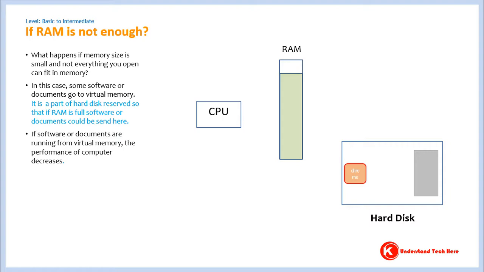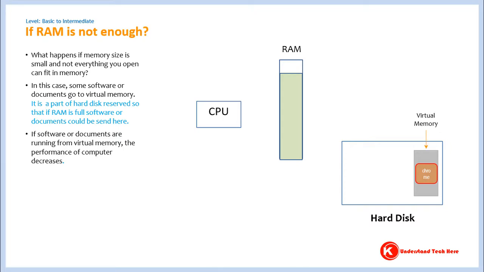A part of the hard disk is reserved, and so when we start Google Chrome, commands to operate Chrome go to this reserved part of the hard disk. This part of the hard disk reserved for such purpose is called virtual memory.